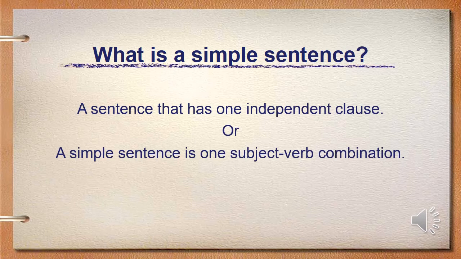What is a simple sentence? A simple sentence has one independent clause, or a simple sentence is one subject-verb combination. So these are the definitions of a simple sentence. We can also say a simple sentence is one subject-verb pair.